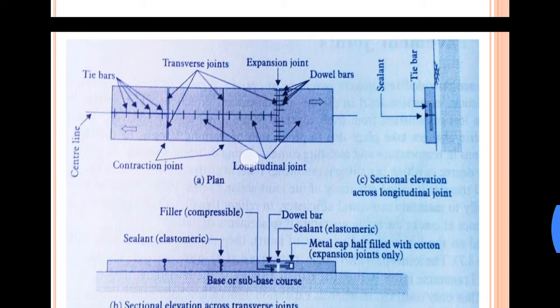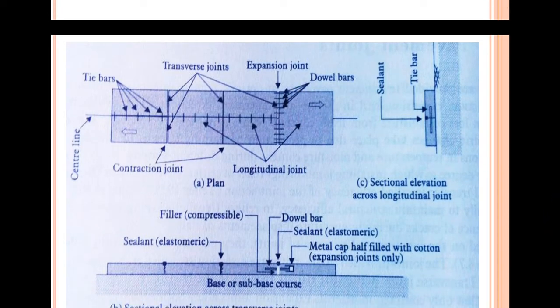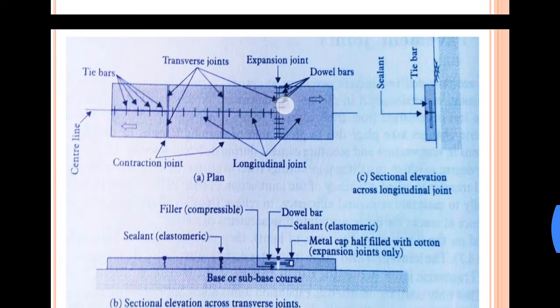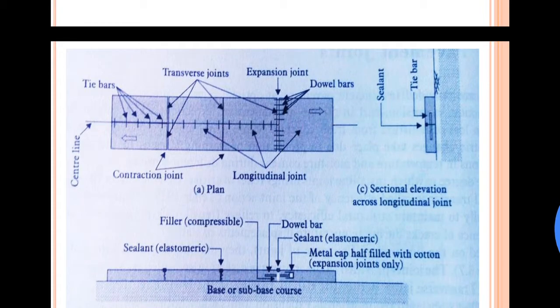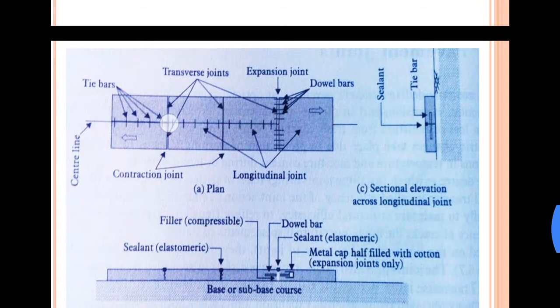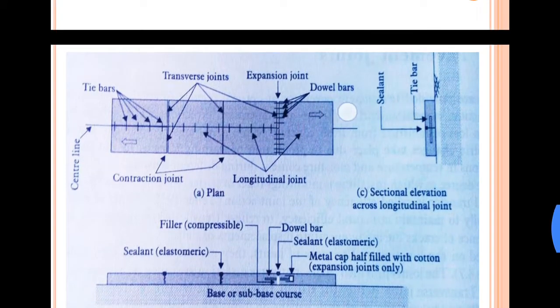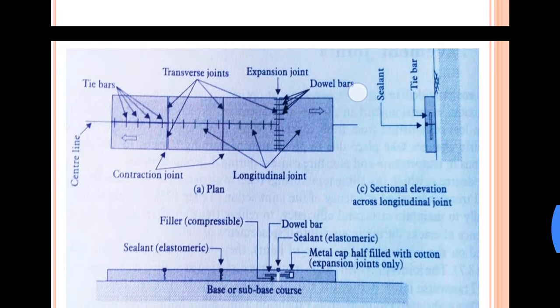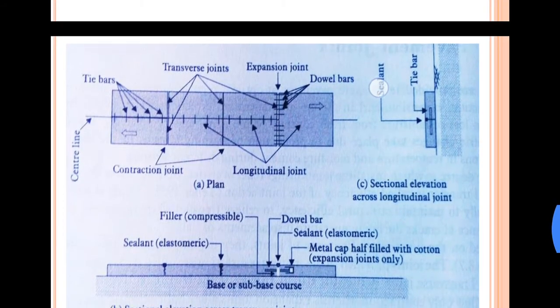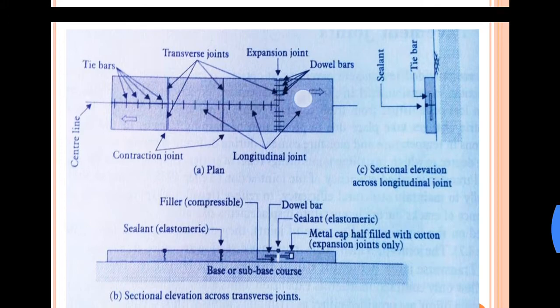Sorry, I made an error earlier. Along the longitudinal joints we have the tie bars, and along the transverse joints, in the longitudinal direction, we have the dowel bars. So this here is an expansion joint.